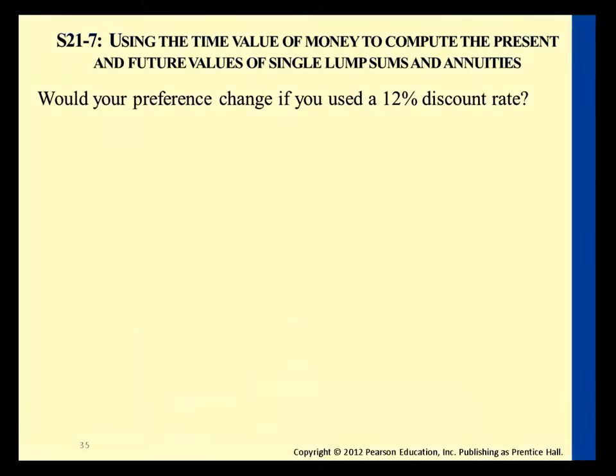All right, so what is the other part of this exercise? We want to see whether or not our calculations change when we're talking about a 12% discount rate. What do you think? Is it going to change? Yeah? All right. You don't think it's going to stay the same? Because all of it is going to change to 12%.